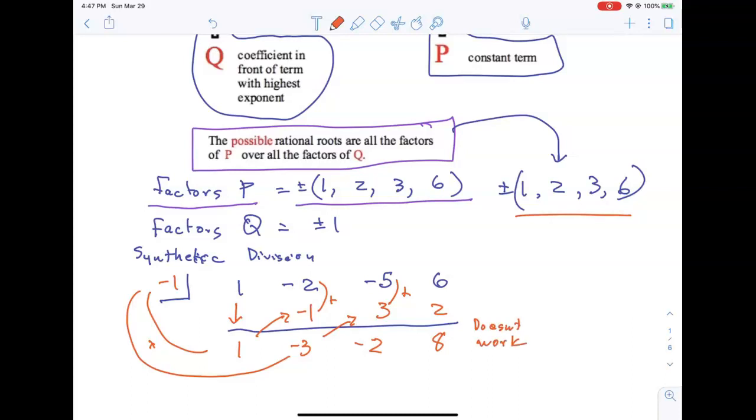Well, what number do you want at the end for it to work? You want this to be 0. And I had made a bad choice, so it didn't work. So it's going to give me another opportunity to try something else.